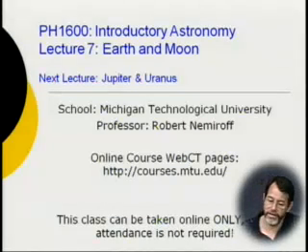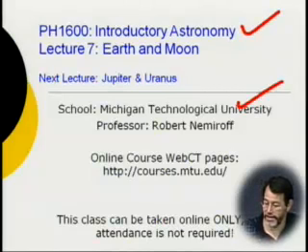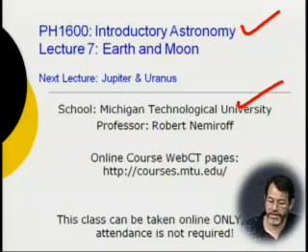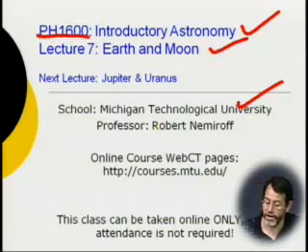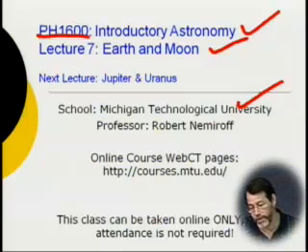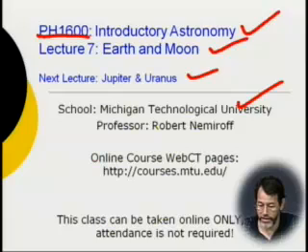So, what is this? This is Introductory Astronomy, a course being taught for credit at Michigan Technological University. The course number is PH1600. PH stands for physics, so this is taught inside the physics department. We are reviewing some key attributes of the Earth and the Moon today, and next time we'll be jumping out into the outer solar system doing Jupiter and Uranus, possibly Neptune.